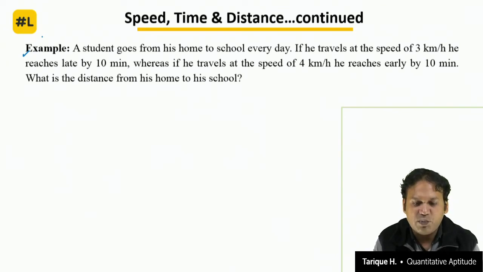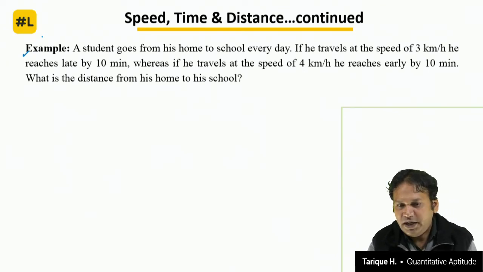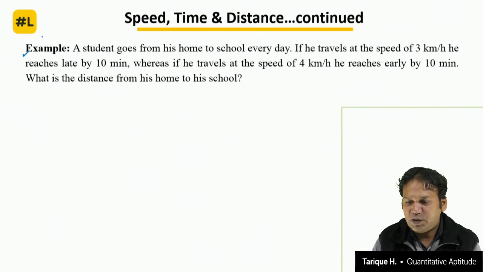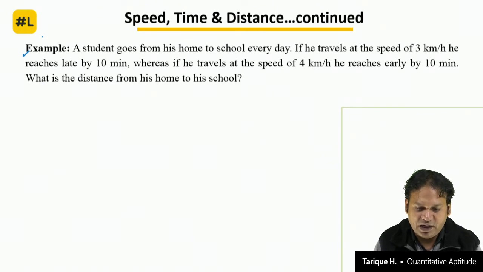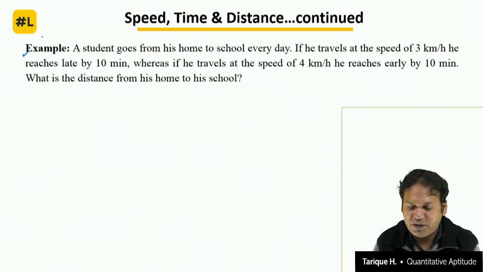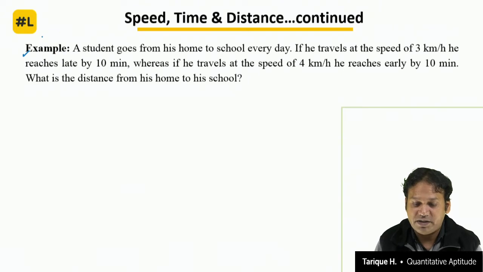A student goes from his home to school every day. If he travels at the speed of 3 kilometers per hour, he reaches late by 10 minutes, whereas if he travels at the speed of 4 kilometers per hour, he reaches early by 10 minutes. What is the distance from his home to his school?